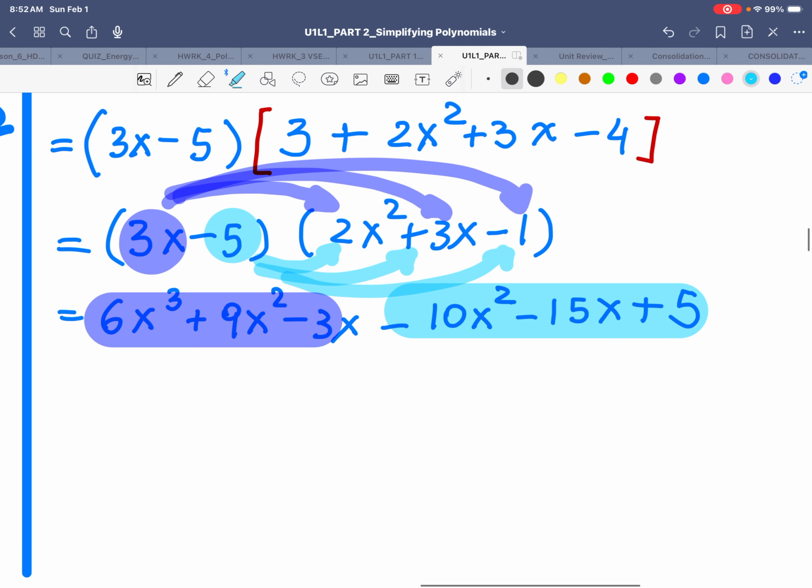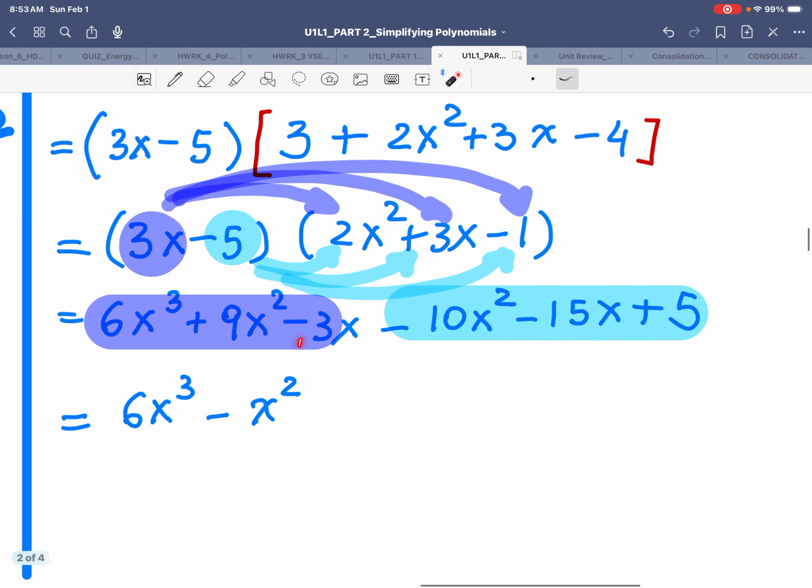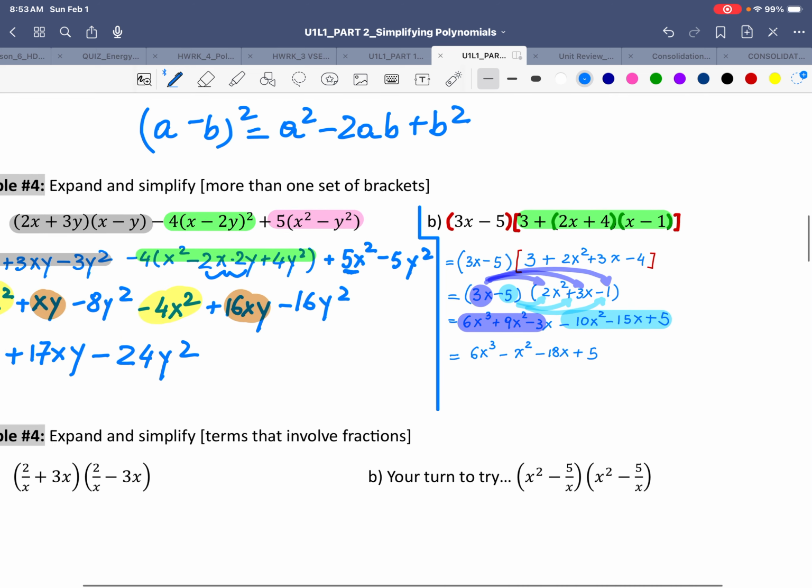So now we are simplifying. You can collect like terms. You don't necessarily have to show the step. So 6x to the power of 3 is going to be our highest degree term here. Now we're going to look at x squared terms. So it seems that we have 2 x squared terms, which means 9 positives and 10 negatives will give 1 negative x squared. And then we have the 3x, negative 3x, and negative 15x, the x terms. So we have negative 18x, and then plus 5, and this is the most simplified form of the expression.